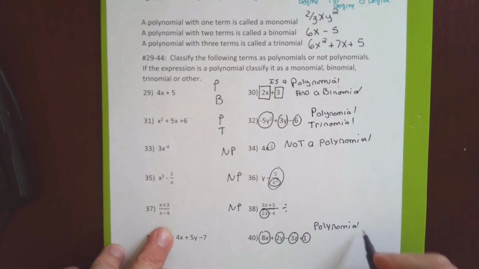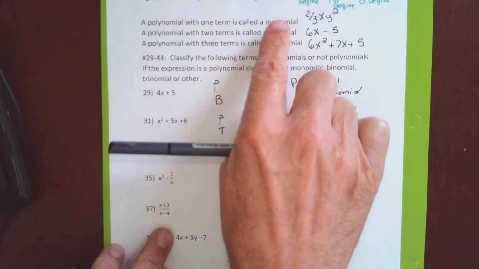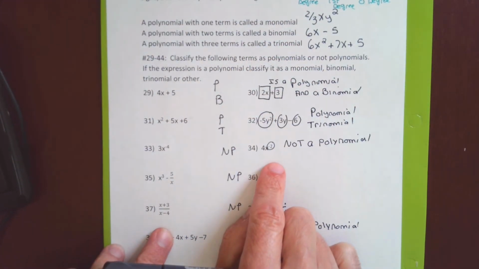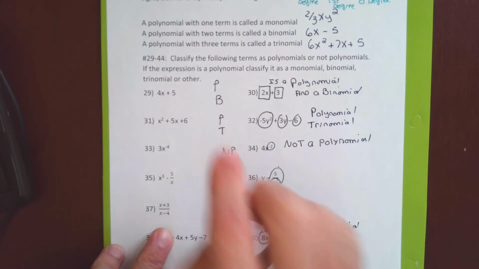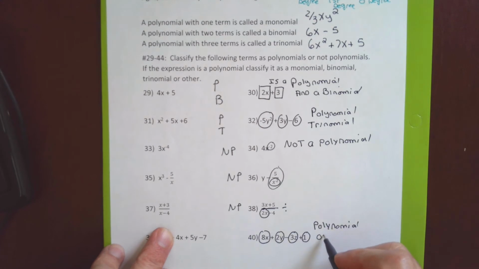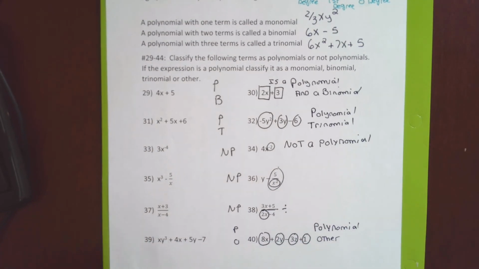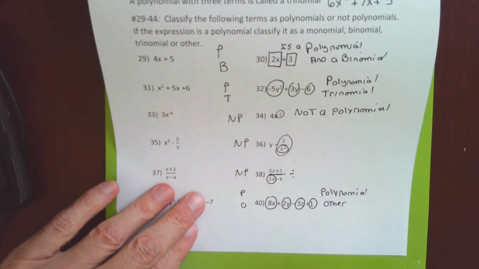because there's 4 terms. And so a polynomial with 1 term is a monomial, 2 terms a binomial, 3 terms is a trinomial, and I didn't mention it, but if it doesn't have 1, 2, or 3 terms, we'll call it an other. It's not a mono, bi, or trinomial. So for an answer, maybe P and other.